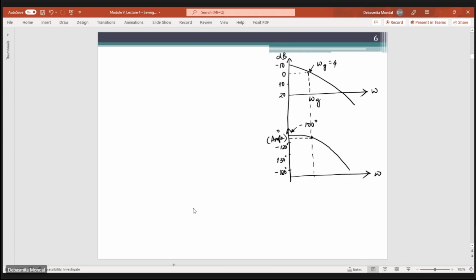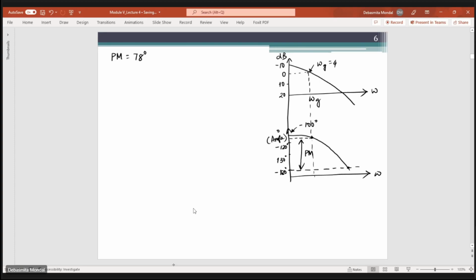The phase margin is basically defined as 180 degree minus the phase angle at the gain crossover frequency. So the phase margin would be this much. From the plot you can find out that the phase margin will be equal to 78 degrees.